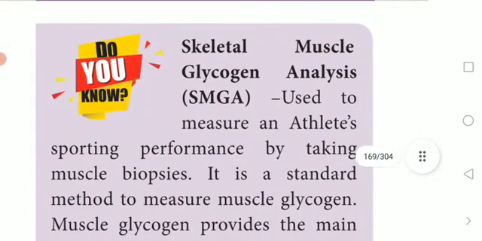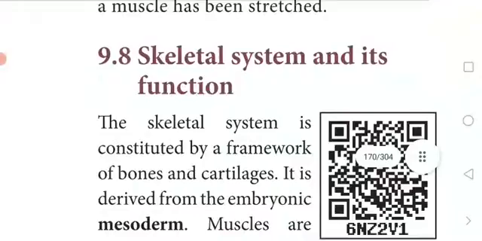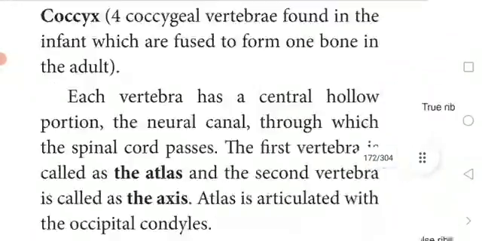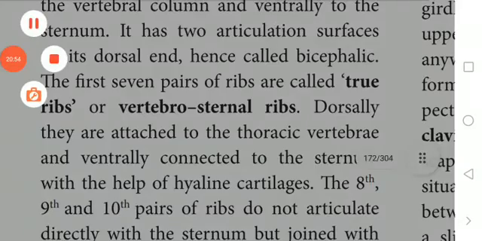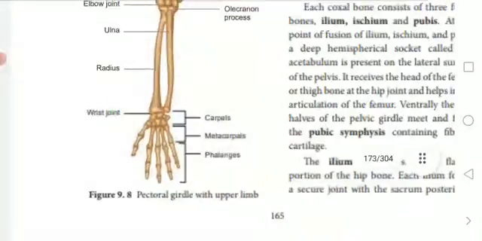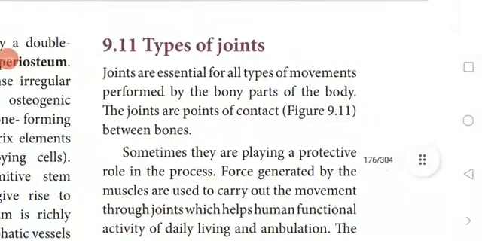Then the next topic is the one, remaining. I think the types of joints. Next topic is types of joints. Take out that one, types of joints.